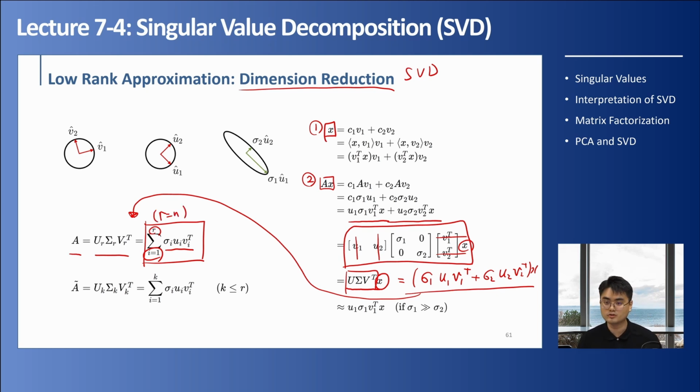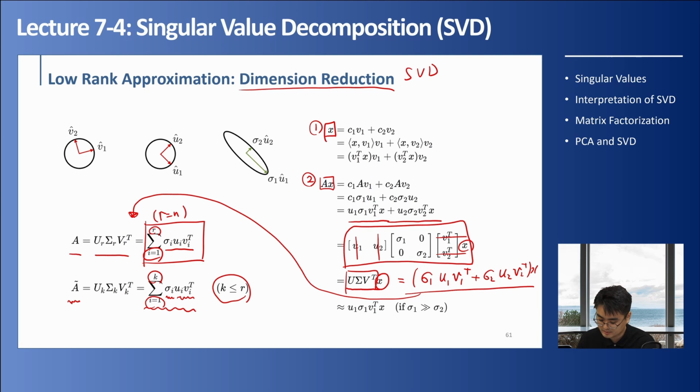So if we're trying to do dimension reduction, it means that we're trying to select some dimension that is smaller than R. Then the only thing that we need to do is reconstruct A using only K information of our singular values and our singular vectors.